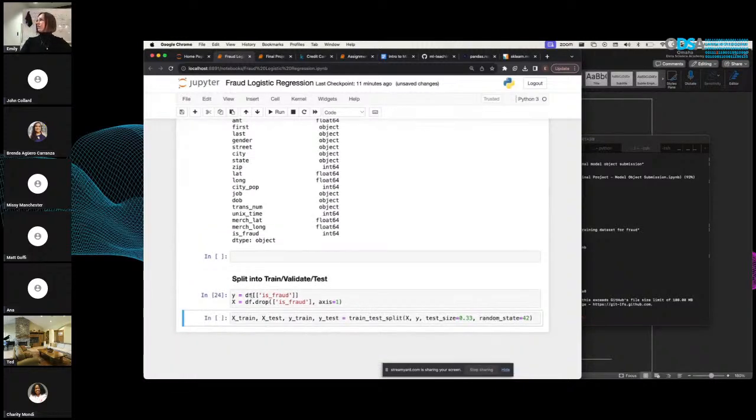Okay. So our Y, we want to separate out that is fraud. So for our Y, we're selecting just where the data frame is fraud. So Y, it's just the one column, zeros or ones. And then X, we're dropping our target variable here. So we have our X and Y.